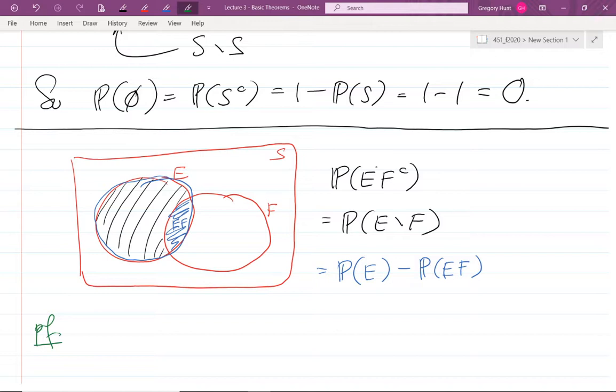Okay. So the first thing to note is that I can partition E into EF union EF complement. Right? EF is the intersection here, as we said, this is E intersect F. And this part here is EF complement. So if I union those together, I get E.